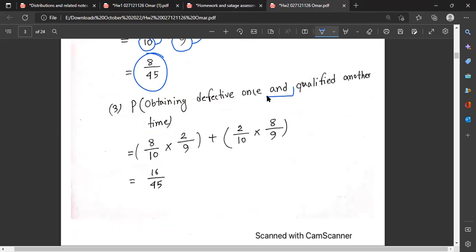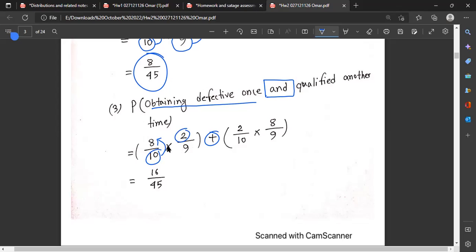So for "and" we have to use the plus sign, because I already said that "and" means plus sign. So, obtaining defective once. Let's say now defective is the second time, okay? So the first time it will be qualified. So 8 out of 10 is qualified.